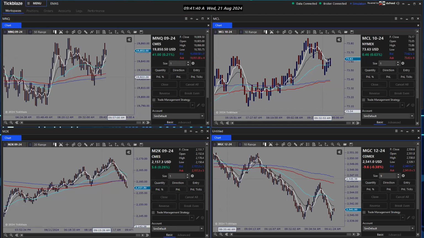I figured with these setups, there's a lot of trades that we can find. So because of that, I wasn't really in any urgent need to jump right into the market.